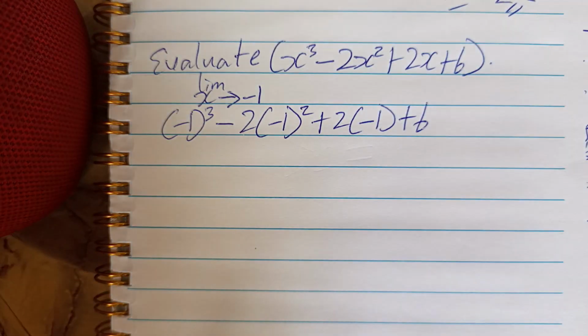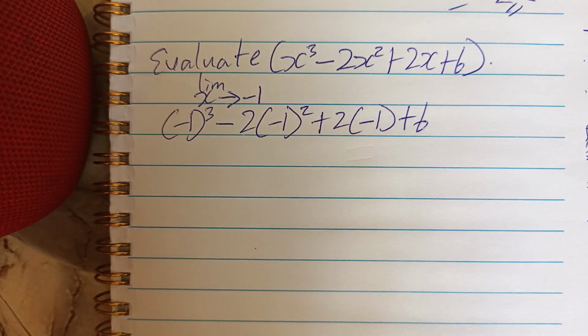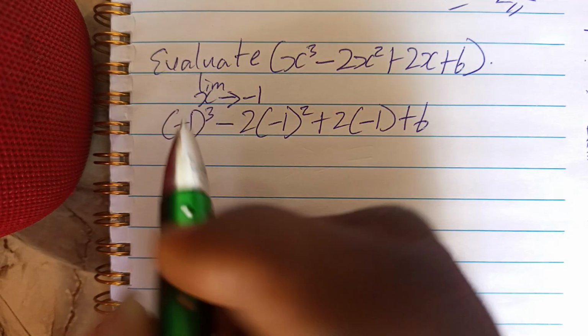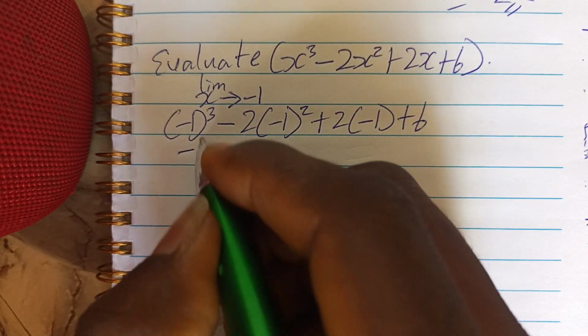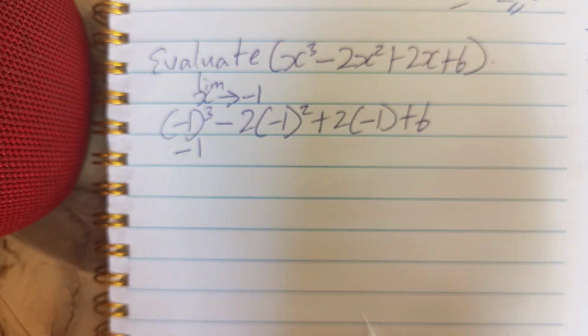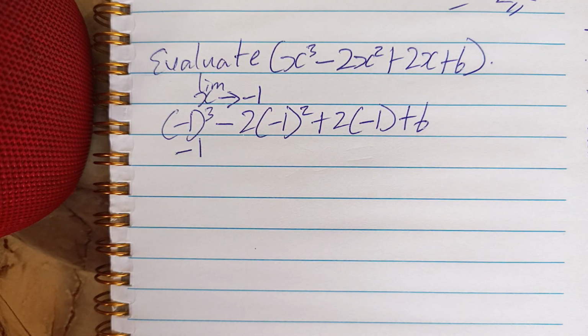And please be careful with your sign. Be careful with your sign, because that's where the lecturer wants to test your ability, whether you know how to do your sign and not make mistakes. Alright, so this is -1 cubed, which is still -1. This is -2 times -1 squared. BODMAS, solve the bracket first.